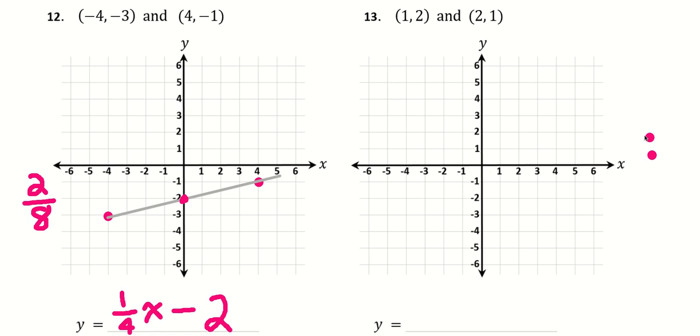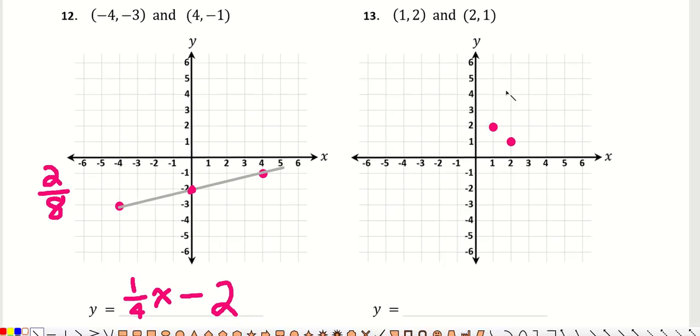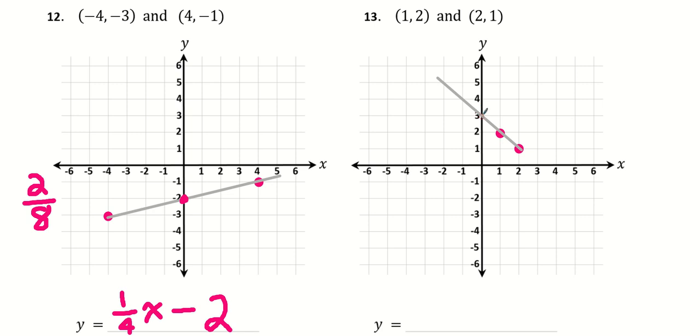Last problem. x-coordinate, y-coordinate, boom, right there. And then x-coordinate 2, y-coordinate 1. Let's go like this because we want to know what our y-intercept is going to end up being. Looks like it's going to be 3, isn't it? It is. But what's my slope?